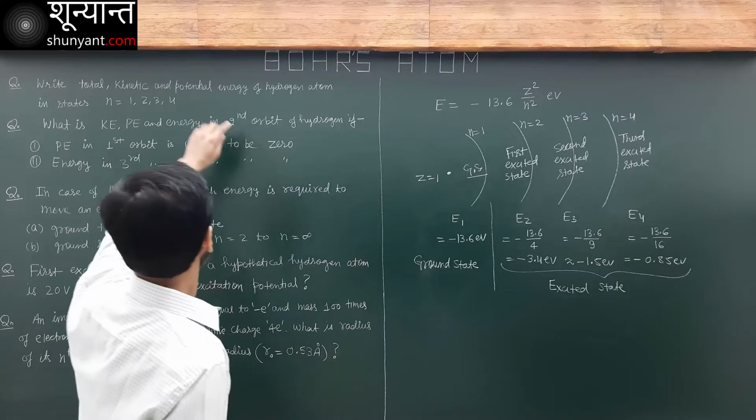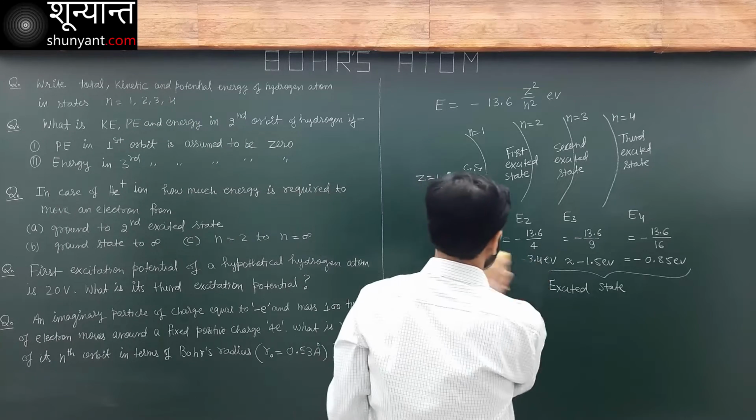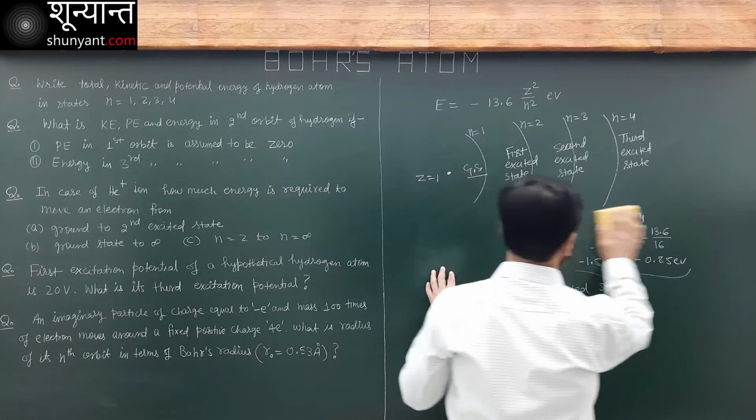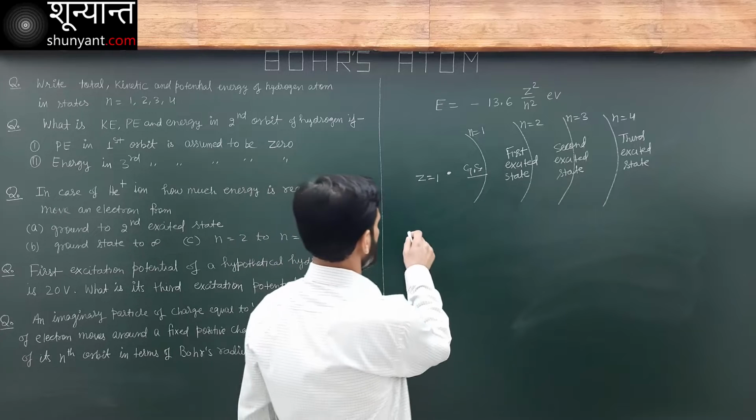Now we have to write kinetic and potential energy also. Okay, so let me do this again. Let me write it here. It's like this.